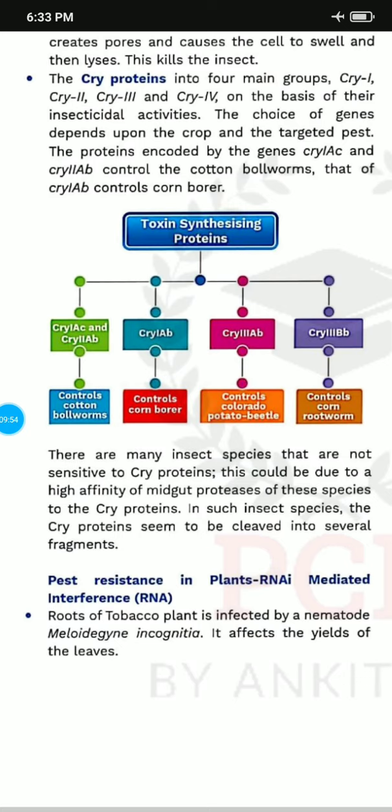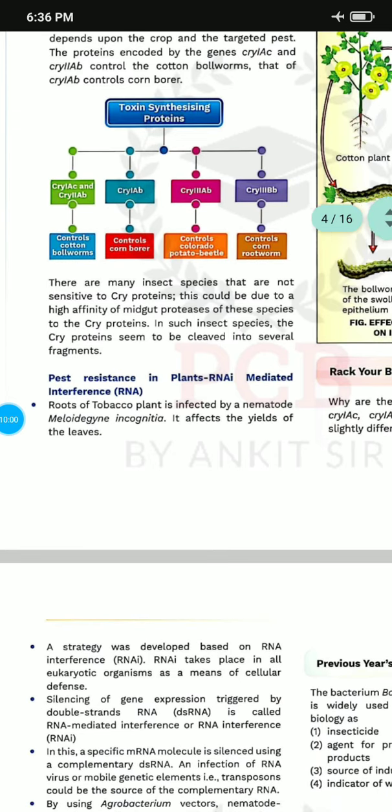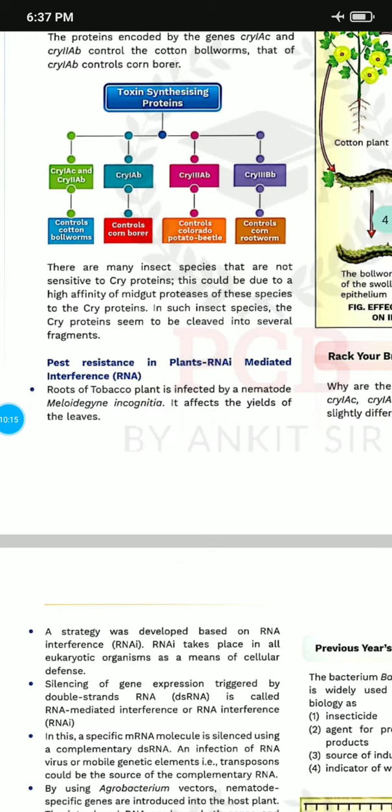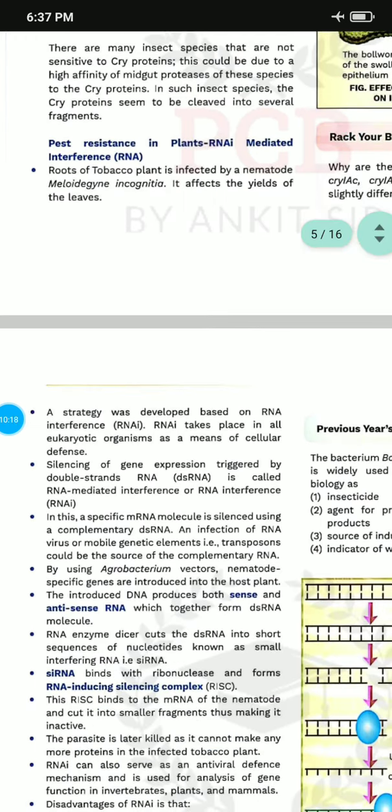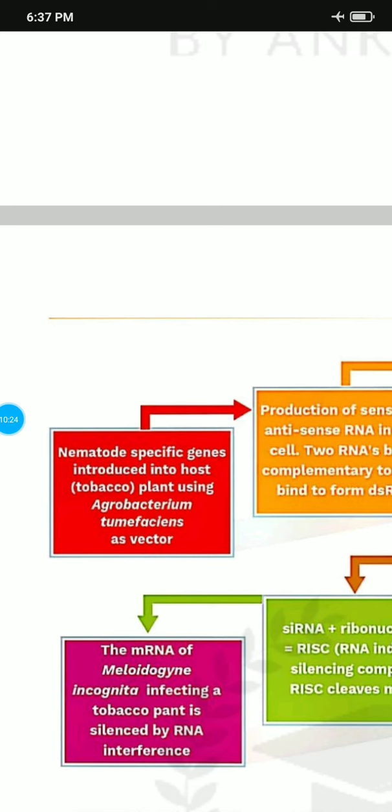RNA interference. What is RNA interference? In this, the root of a tobacco plant is infected by a nematode called Meloidogyne incognita. It affects the yield of leaves, and this strategy was developed with the help of RNAi. I will show you with a flowchart. First of all, a specific gene of this nematode is introduced inside the host, the tobacco plant, by the use of a vector called Agrobacterium tumefaciens.